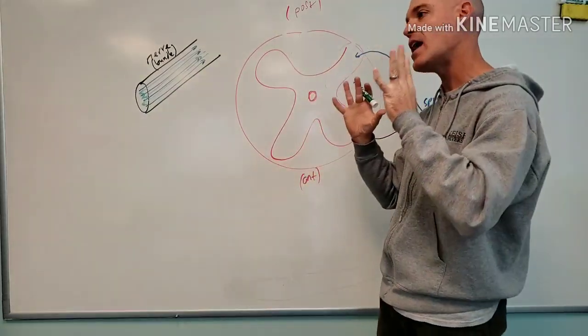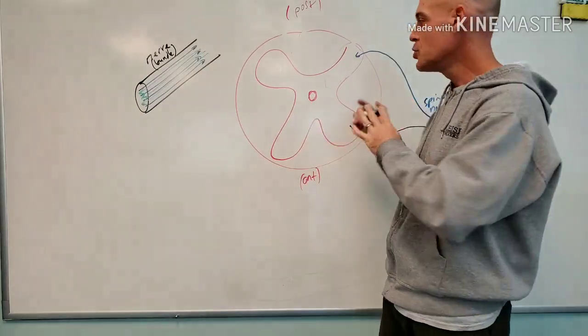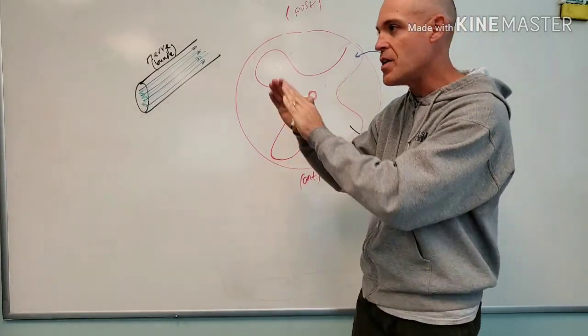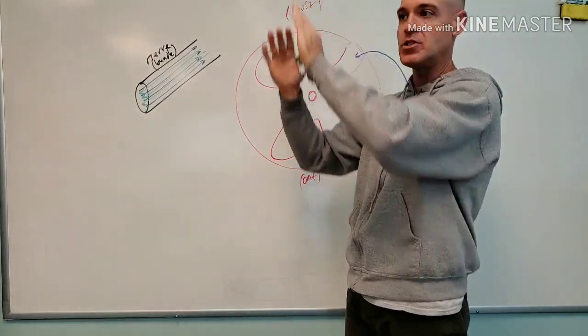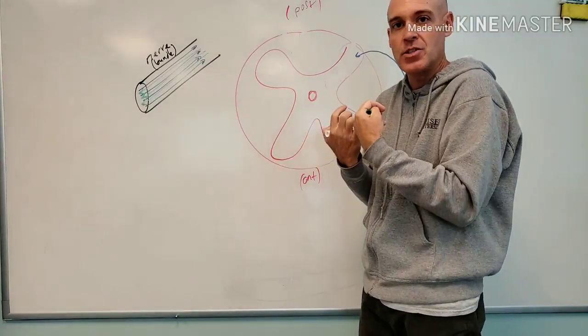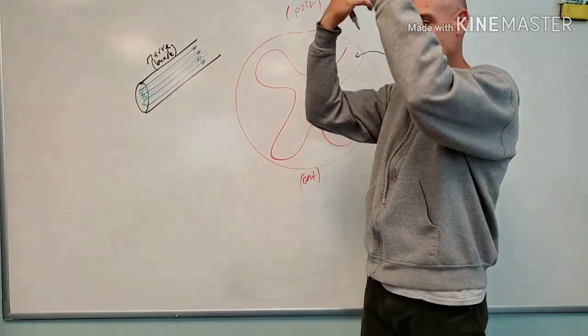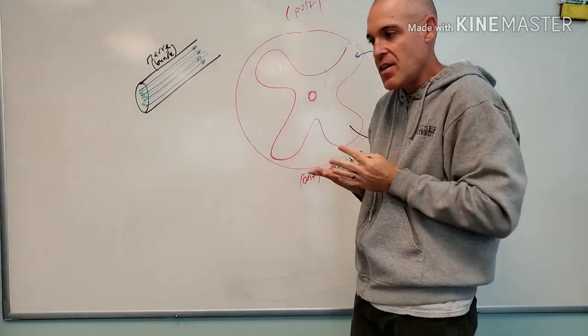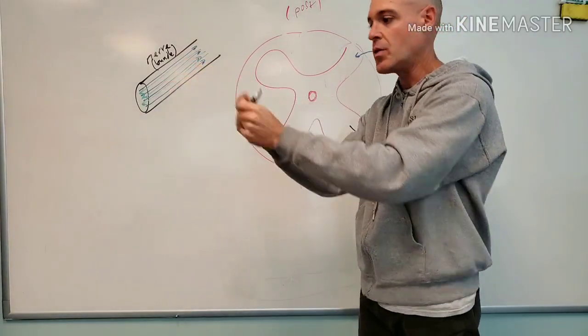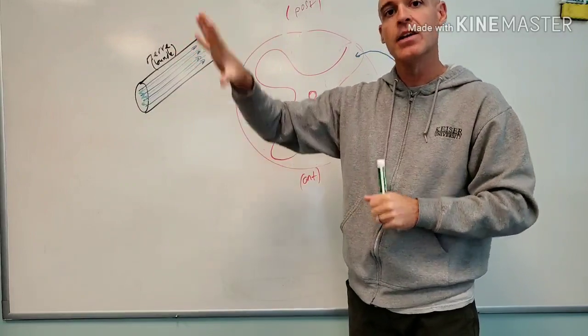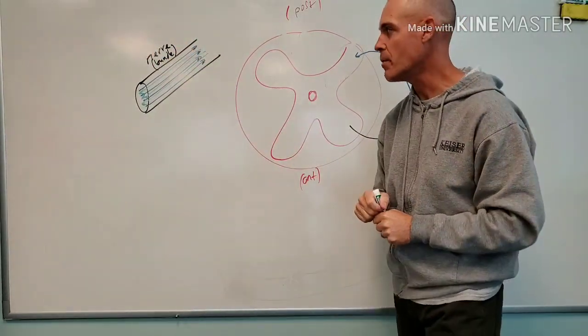Sensory is always headed where? Toward the spinal cord and then up toward the brain. Sensory is always incoming information. Motor is always outgoing information. So it's always away from the brain and then away from the spinal cord. Okay, we have another video on that. You could watch that, get some more information.